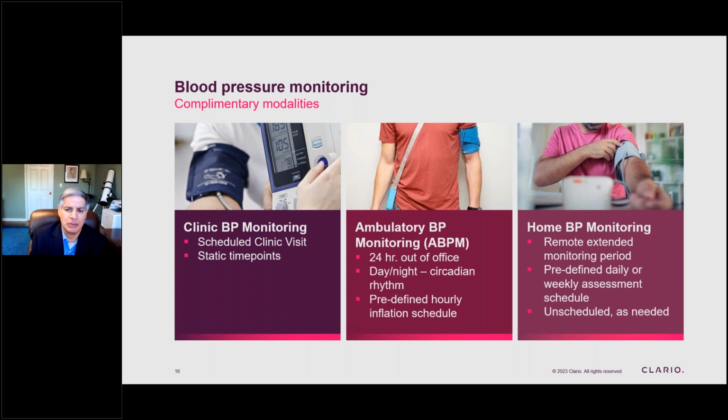Home blood pressure is another modality used in oncologic trials. This is something that can reduce the trial burden on the patient and can increase the frequency with which you're getting blood pressure assessments. And then finally, ambulatory blood pressure is available. This can record 24-hour blood pressure, both in the daytime and nighttime, to see if there's an effect on circadian rhythms. This is something you're going to use less often in an oncology trial where the therapies are given intermittently. But it is still available.